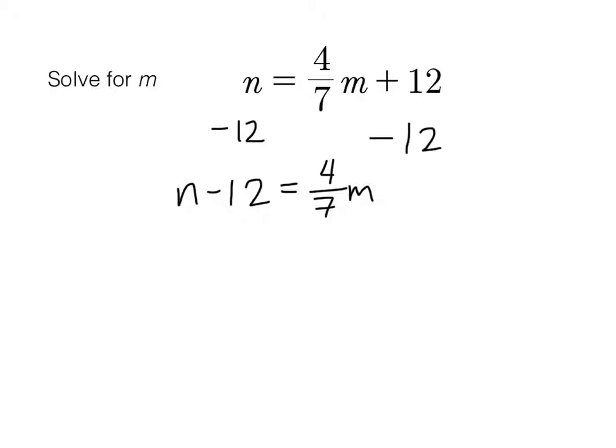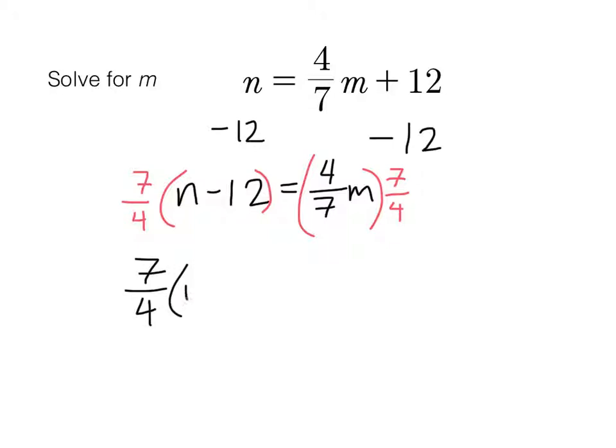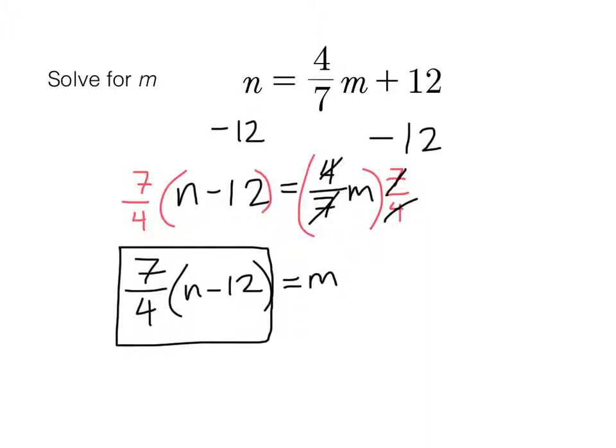I'm going to use the multiplicative inverse property. I'm going to multiply on both sides by the reciprocal, which is 7/4. And here's the great thing about doing it this way. You may think that this looks daunting. You don't actually have to change anything. You can actually leave it just like that. So 4 and 4 cancel, 7 and 7 cancel, so we have 1 m on the right, and we're done. 7/4 times the quantity, n minus 12.